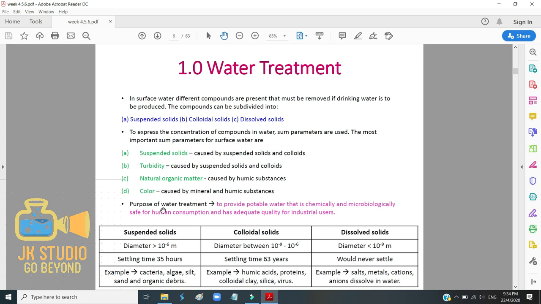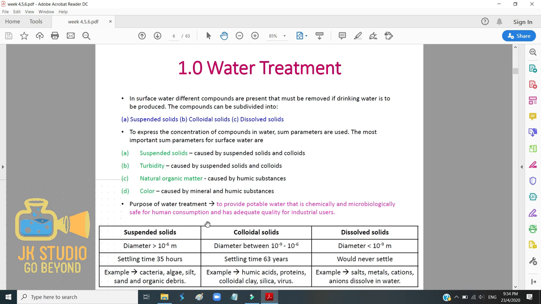It's to provide potable water that is chemically and microbiologically safe for human consumption and has adequate quality for industrial users. Because if the water is not treated, it will cause a lot of problems. It will really harm our human health, such as the incident at Pasir Gudang.